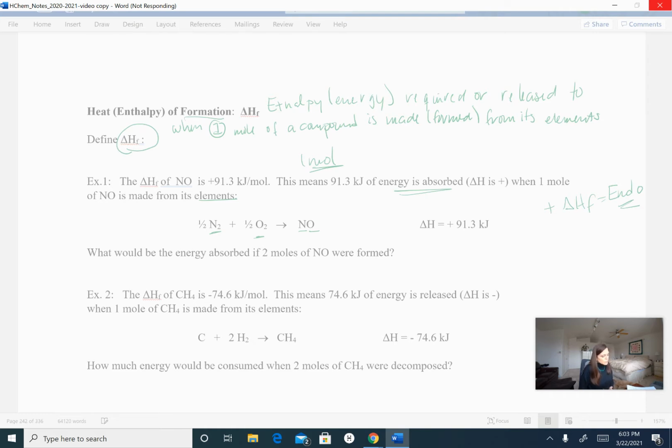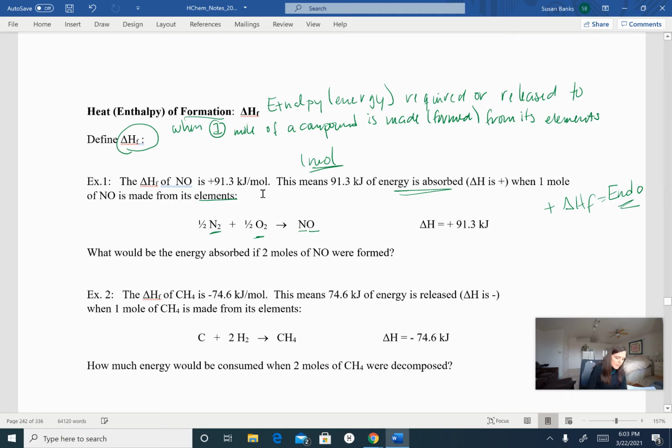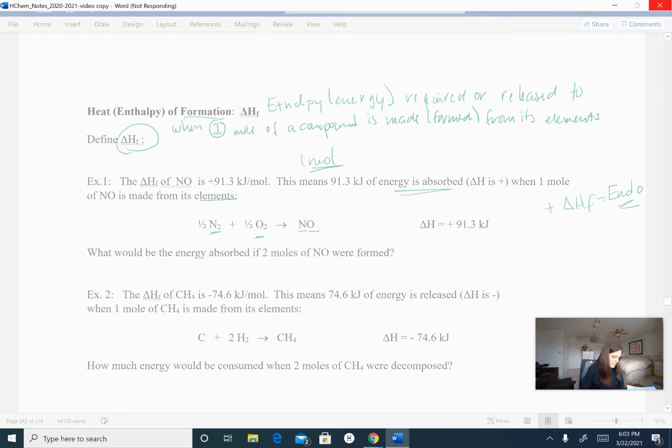Okay, so hopefully this computer will let me start writing. Okay, what would the energy absorbed of 2 moles be? So if I have 2 moles, wouldn't I multiply this by 2, this 91.3 by 2? Yes, I would. And we are going to use unit analysis to do that. So let's fill in our Brinkelhoff elements really quick.